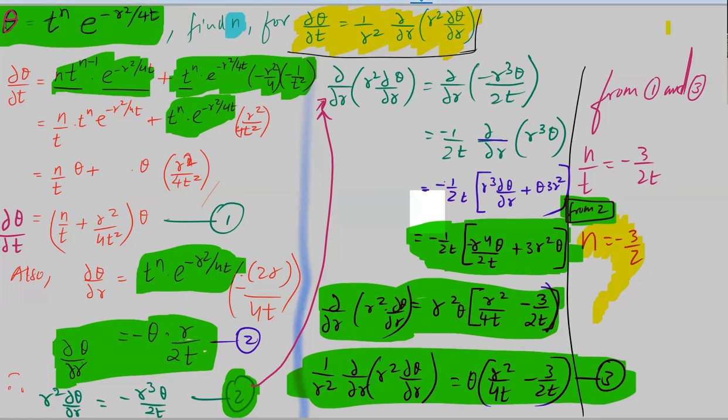And from 1 and 3: in 1 we got d theta by dt. In 3 we got 1 upon r square ∂ by ∂r bracket r square d theta by dr. That is what is given. We have to find n for this. So we can equate the left and right hand side. So by equating, we got n by t equal to minus 3 by 2t. Therefore, n is minus 3 by 2.